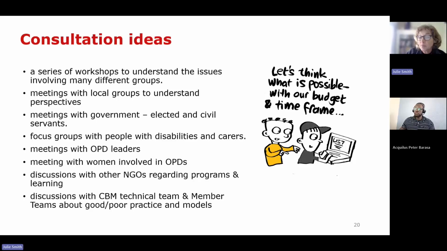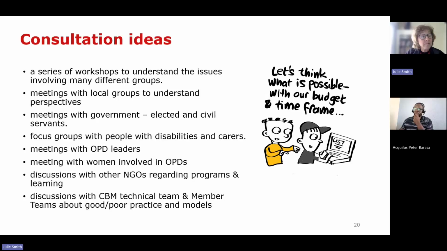To give you an example, you could do a big workshop with lots of different people in it, representing different sectors, to unpack what the issues and opportunities are, as you think about what you're working on or what you want to work on. Or you could do a series of focus groups going around to different constituencies within the area that you're planning to work. Or you could have face-to-face meetings with government to explore opportunities, or meetings with OPD leaders.